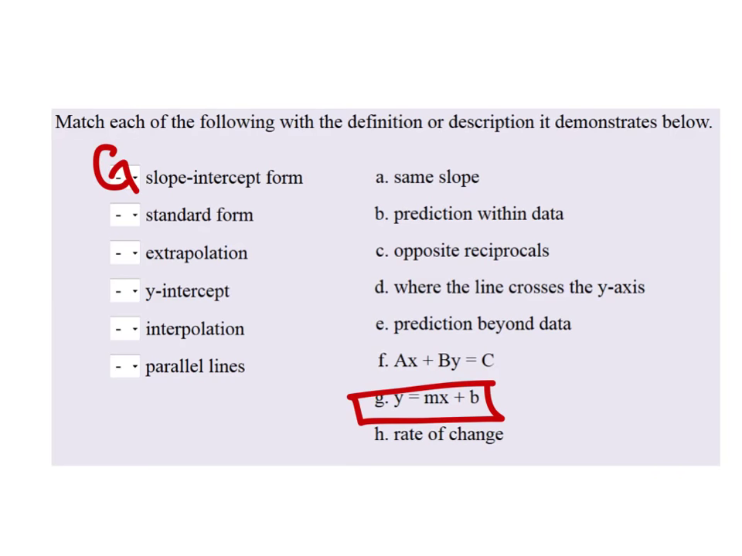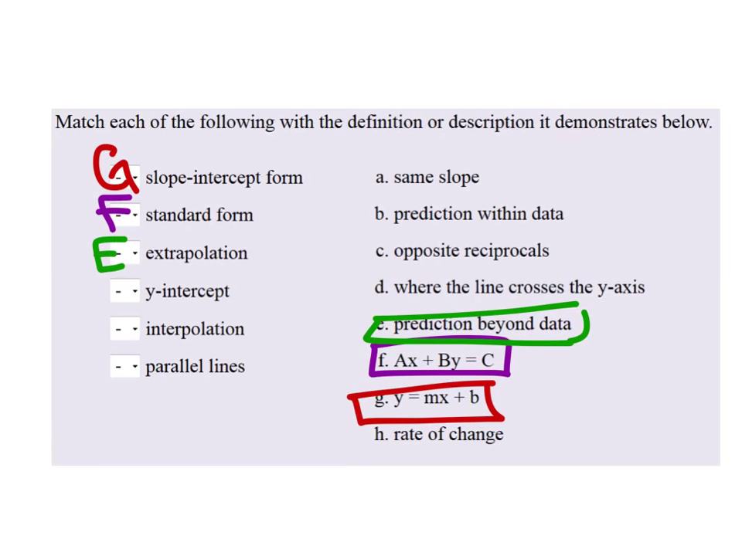Standard form looks like this one, so F. All right, extrapolation. I don't know where that came from. I didn't see it on the homework, but apparently they want you to do it now. So extra would be outside of where the data is. So it looks to me like it is E, this one. It's a prediction beyond the data. I don't know if that has roots in Latin, Greek, Russian, or Chinese, okay? I just know that it looks like the answer is E.